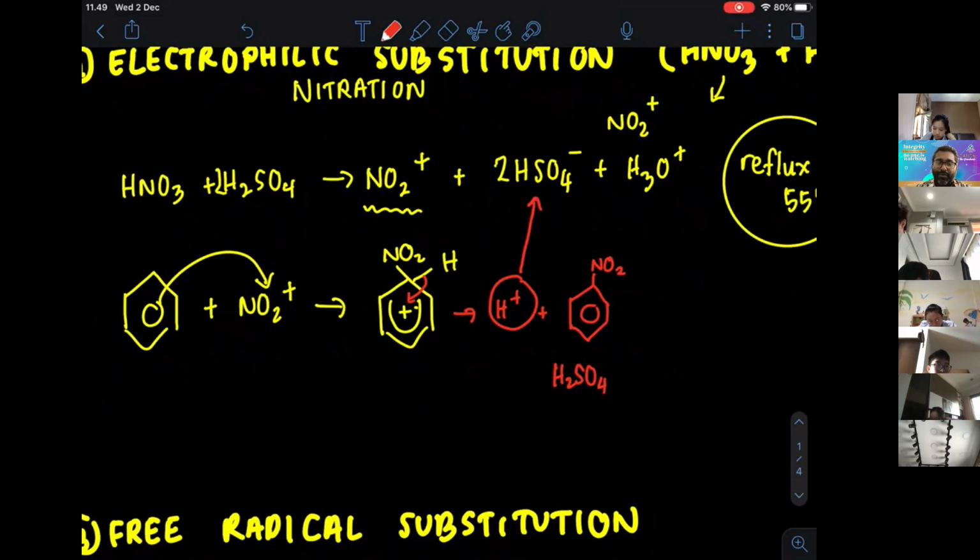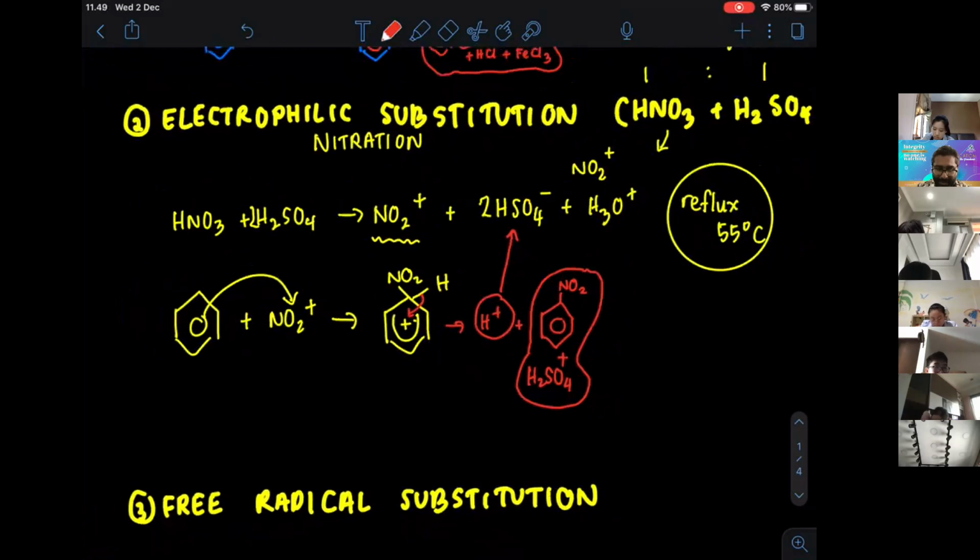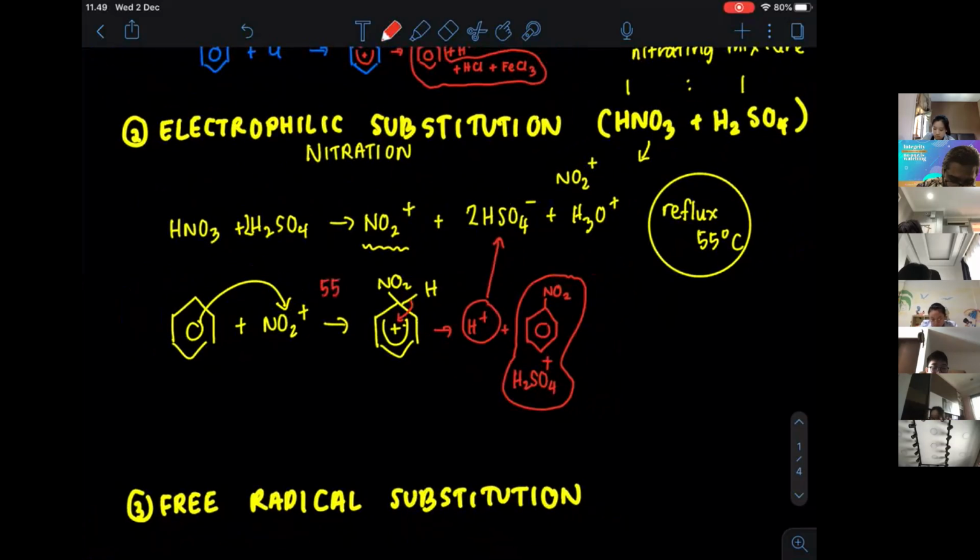So you are going to have something like this. What is happening here? Basically, we get nitrobenzene, and at the same time we get H2SO4. If you want to balance it or leave it as H plus, that is up to you, but you get this nitrobenzene. And do remember, we need to do this at 55 degrees Celsius, and it must be reflux. That is for nitration.